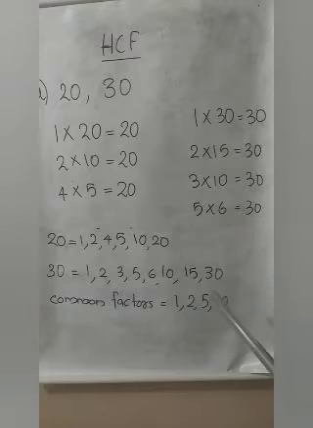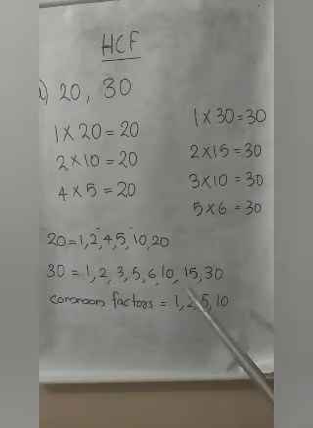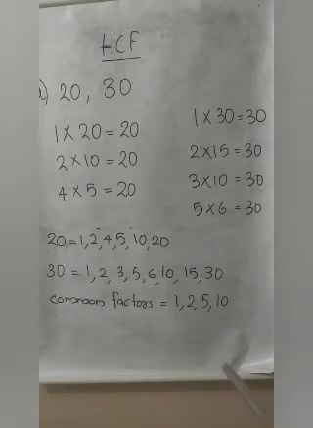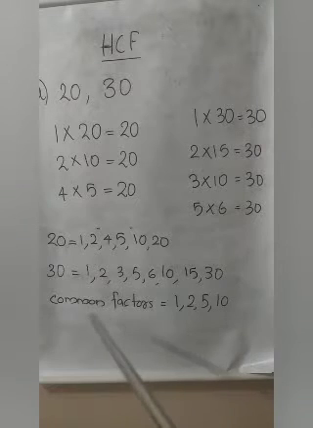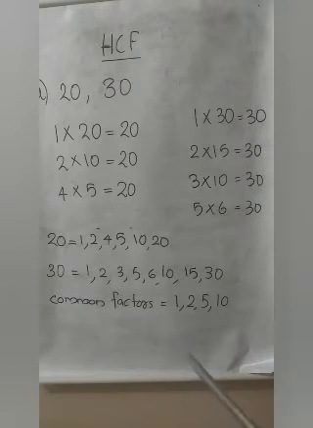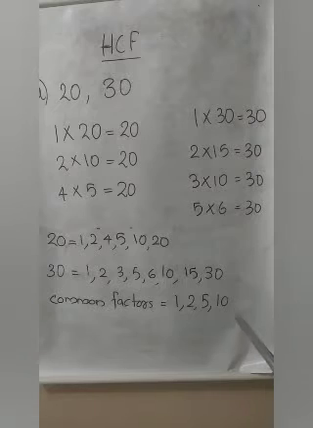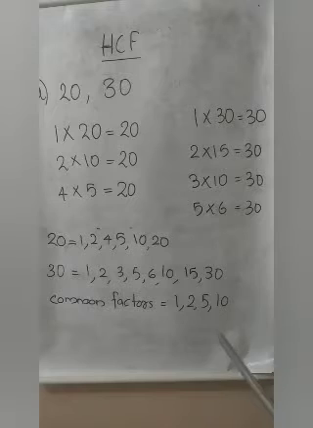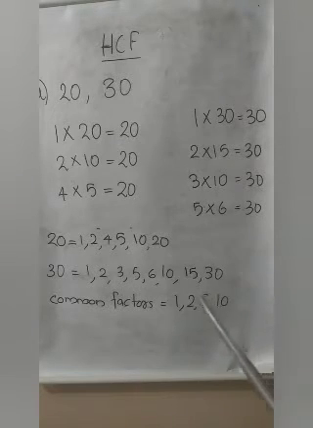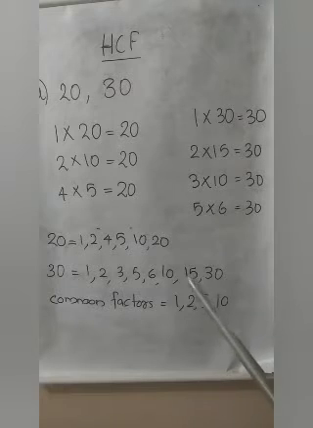Now, we first found the factors. From there, we found common factors. Now, what we have to find here? HCF. What is HCF? Highest common factor. So, from the list of common factors, what is the highest number? Here 1, 2, 5 and 10 we have. So, which is the highest common factor here? 10. Therefore, we can say HCF of 20 and 30 is 10. So, this we found by finding out the factors.